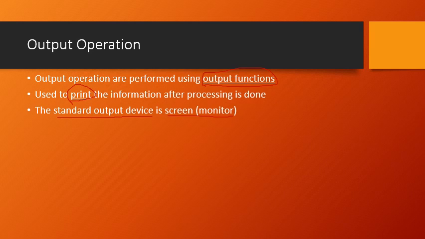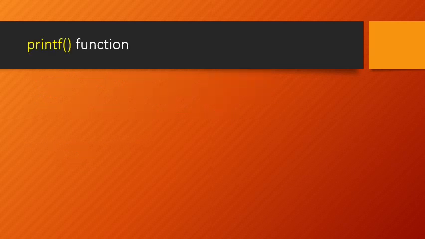Just to recollect, the output operations are performed by output functions. These output functions print the information after the processing is done, on the standard output device, that is the monitor or the screen. One example of an output function is the very well known function called printf. Now let us try to understand what this printf function is.